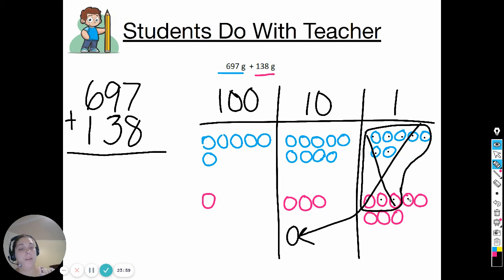I have 1, 2, 3, 4, 5 ones left in the ones place. So I moved over 1 ten over here, and I have 5 ones left. Over here on our standard algorithm, that was 7 plus 8, which equaled 15. So we have the 1 over here, which we moved to the tens place, and the 5 left over in the ones place.